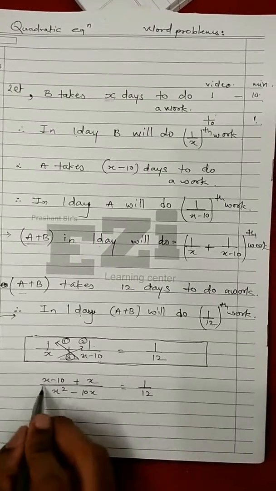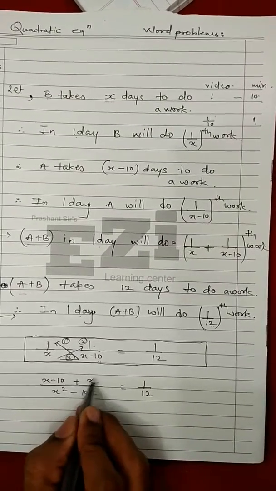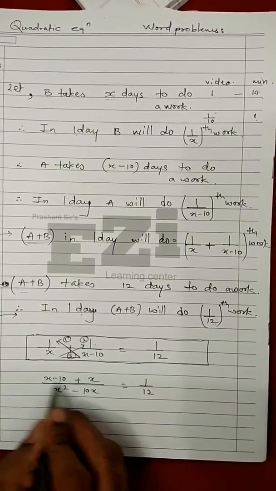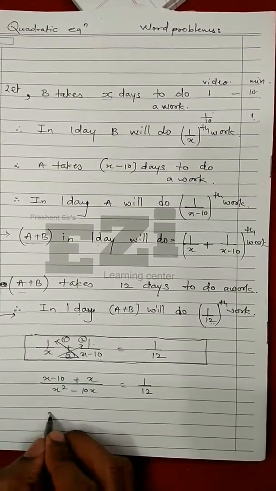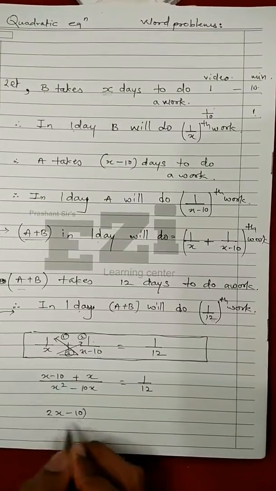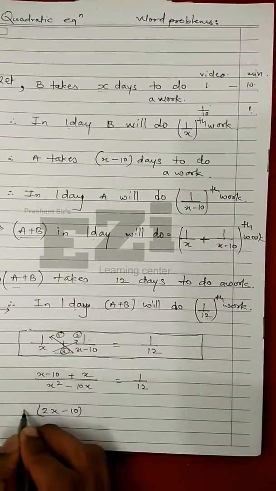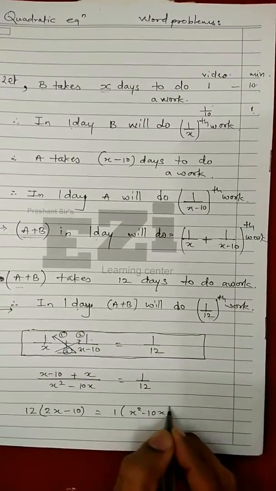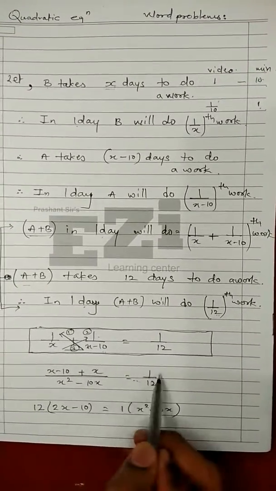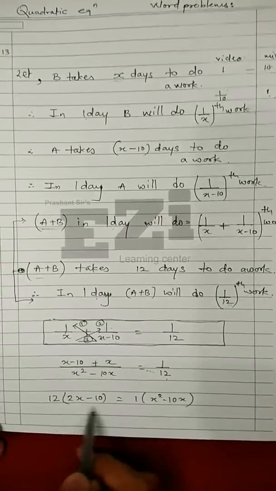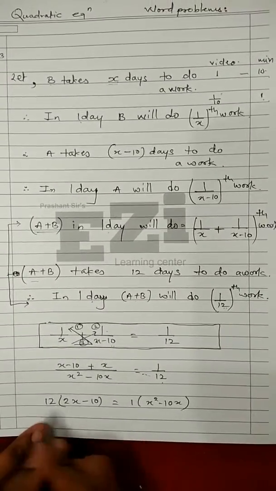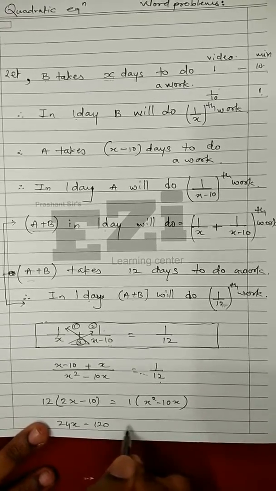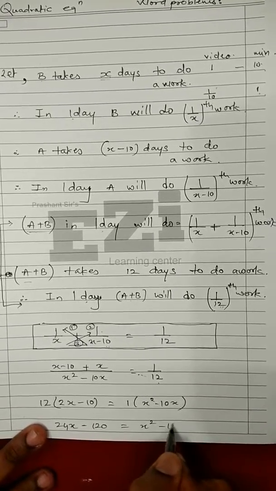And now this x and this x, most of the people have a habit, they just strike it out. Actually, you'll have to see carefully. This is positive x and this is positive x, and that will become 2x minus 10, and we'll do this cross multiplication. That will become 12, which equals 1 into x squared minus 10x. I hope you understood. I just did the cross multiplication. Simultaneously, I've done this bracket addition. So this will become 24x minus 120, which equals x squared minus 10x.